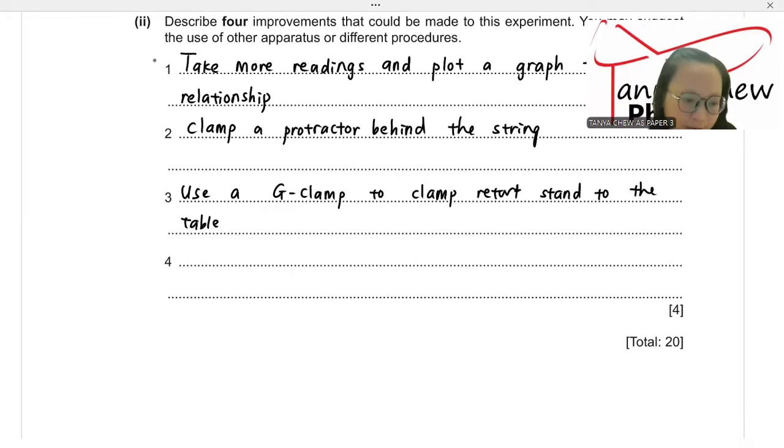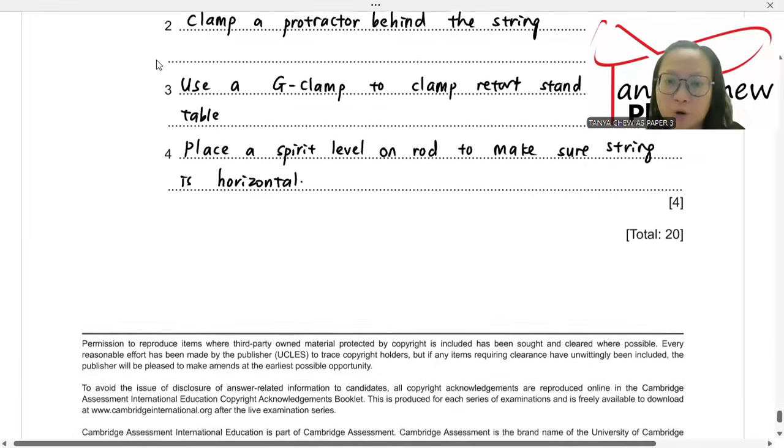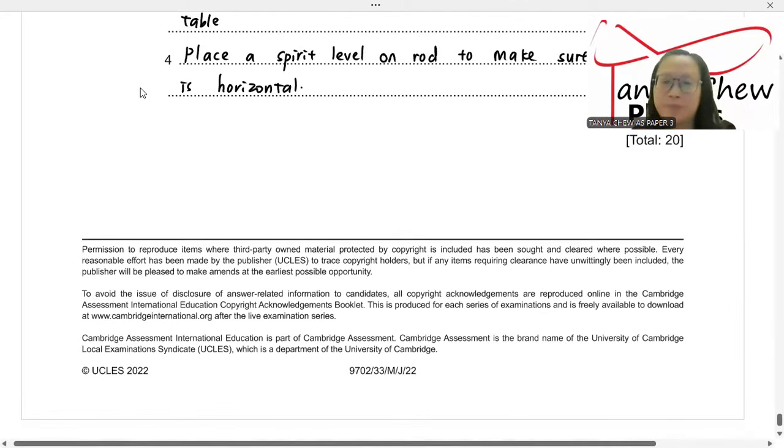So I would say place a spirit level on the rod, to make sure the string is horizontal. So that is all about the discussion on our paper 3 practical paper, which is the May June 2022 paper 33.